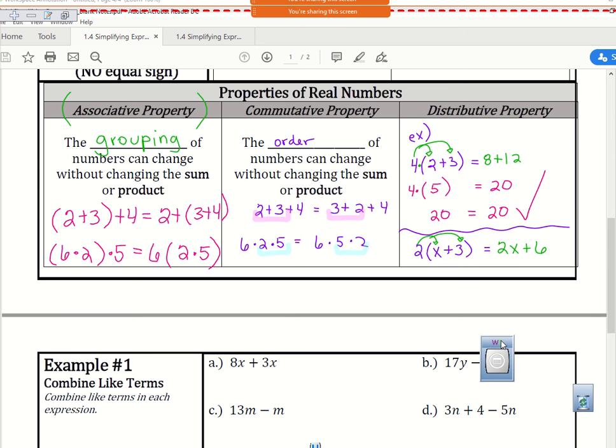Just real quick raise of hands, how many of you guys are comfortable with distributive property? Like are really good at it. Okay.